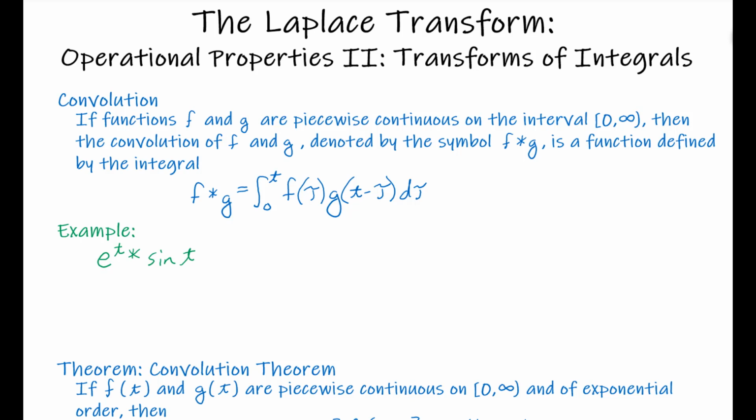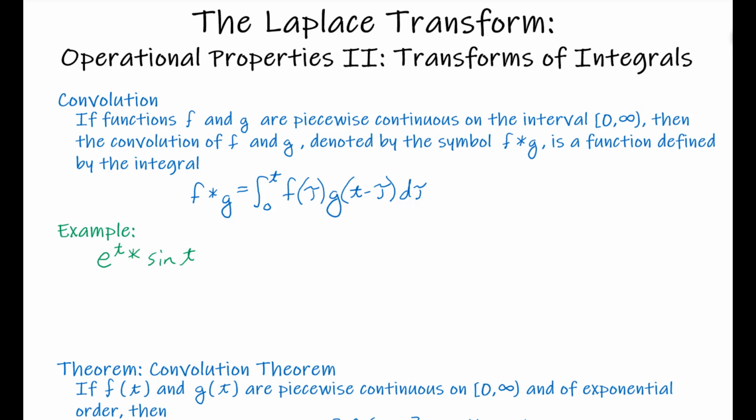convolution. So if we have functions f and g that are piecewise continuous on the interval 0 to infinity, then the convolution of f and g, which we denote with an asterisk between the two, is the function defined by the integral from 0 to t of f of tau, g of t minus tau d tau.